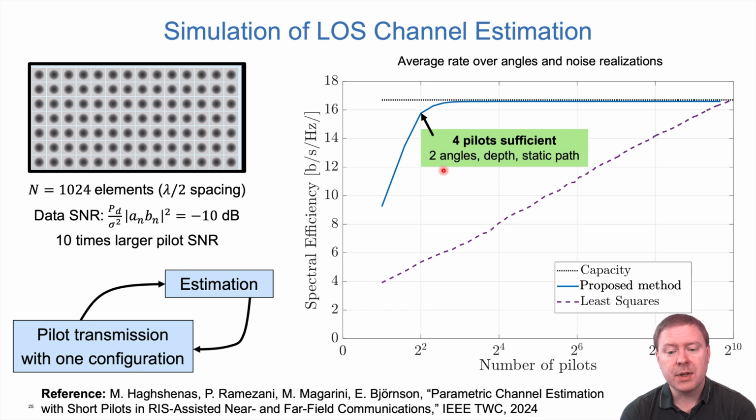And this is because we have 2 angles to estimate, we have 1 depth, and we have 1 static path as well. So we are considering actually a bit more complicated channel in this paper than I have been describing earlier in this video. So after that, we have enough pilots to estimate all of these parameters, and then we are getting close to the capacity. If we are instead using this traditional least squares method, we can apply it already with 2 pilots, but we have a huge gap and we need to go up to 1024, so the same number of pilots as we have elements, before we get a performance that is really good.